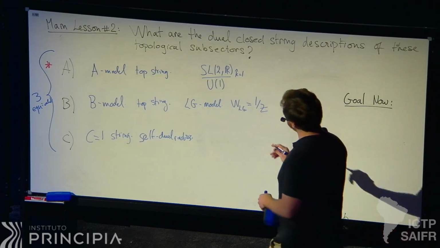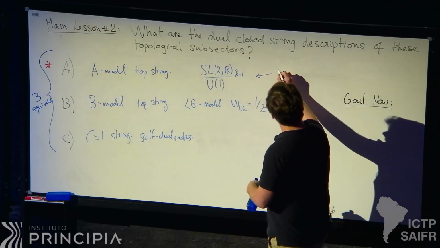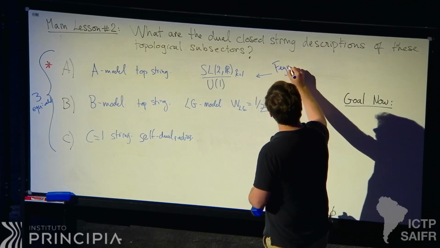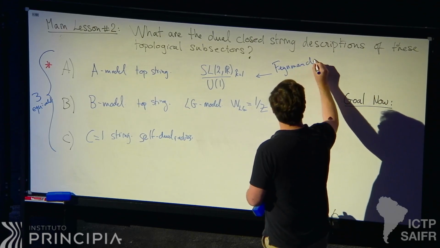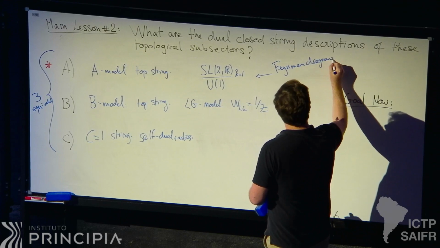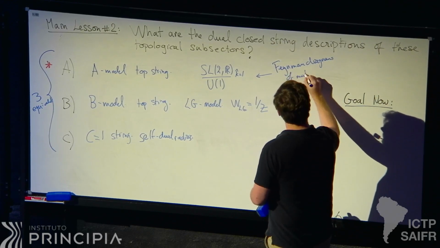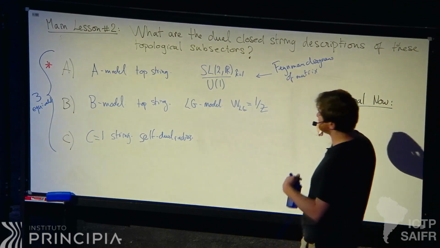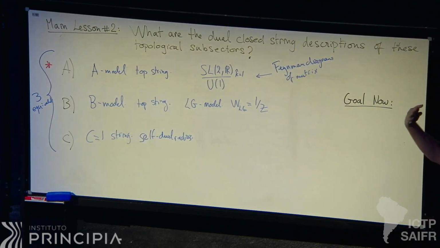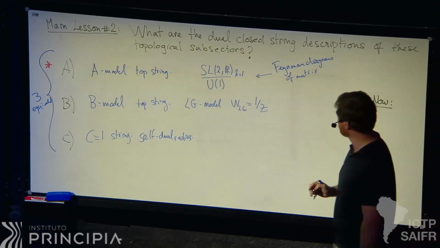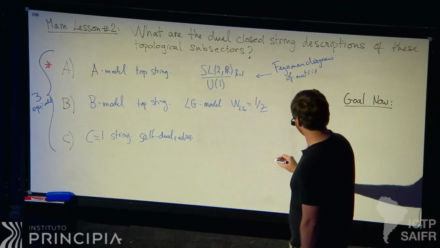The one that I'll mostly be talking about today naturally connects with the Feynman diagrams of the matrix model. Because of that, this is the one that's going to implement this 't Hooft picture. So that's the one I'll be focusing on today. But I'll just mention these others for the fun of it.